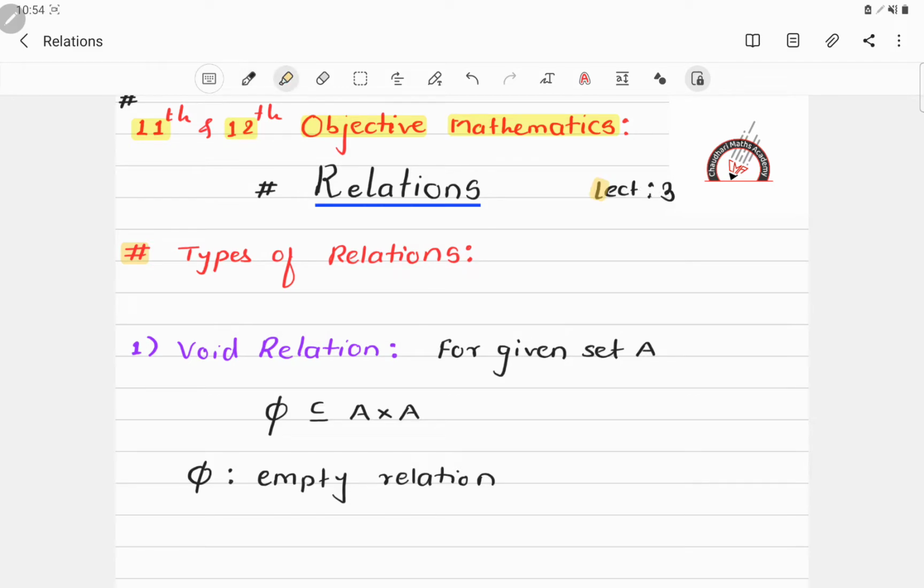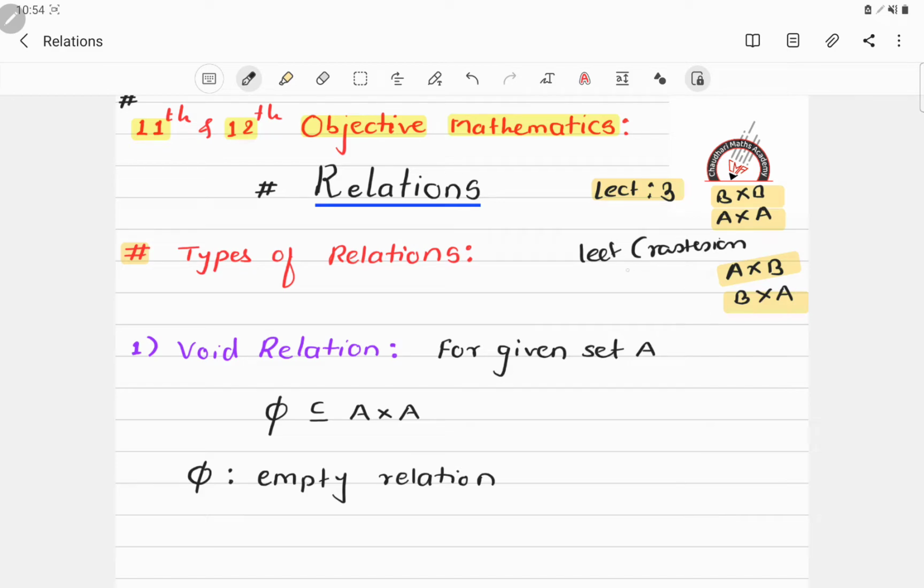Before this lecture, we already talked about what a Cartesian product is. Every one of you knows how to find A cross A, then B cross B, or something like A cross B or B cross A. In lecture number 1, we discussed all about the Cartesian product like A cross A, B cross B, A cross B, B cross A.